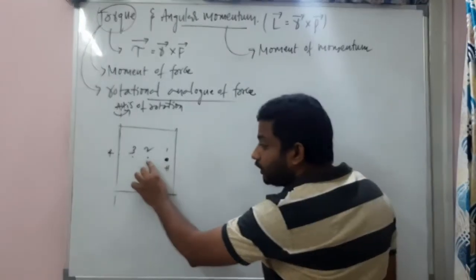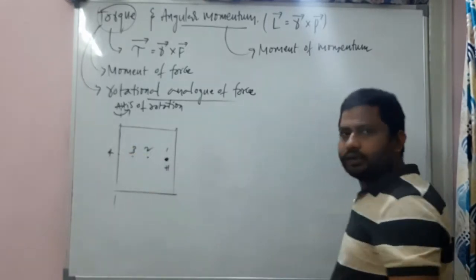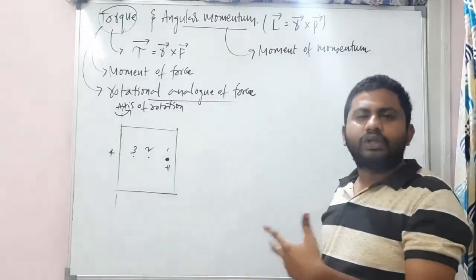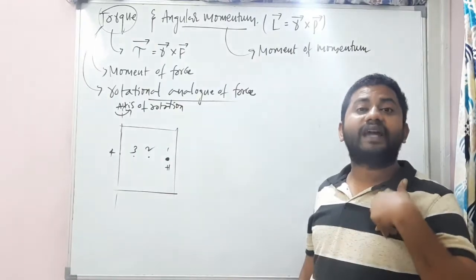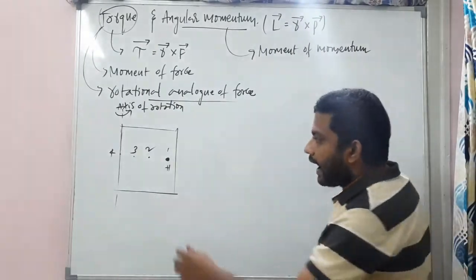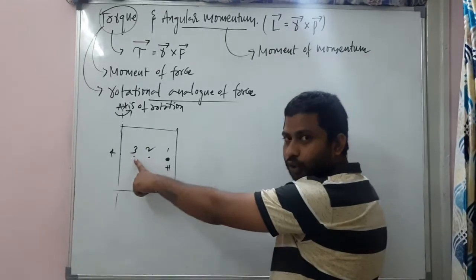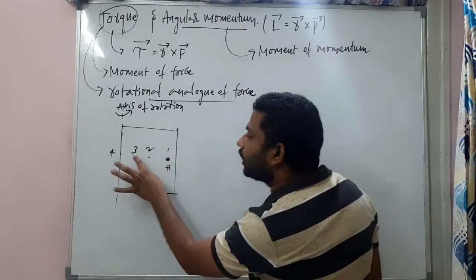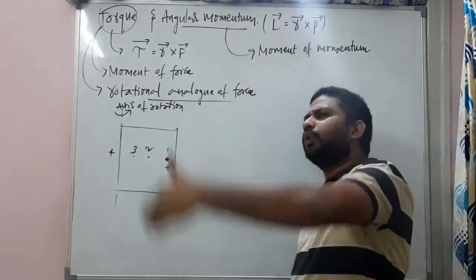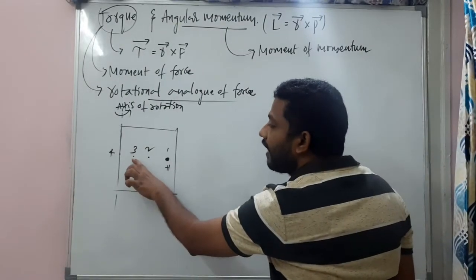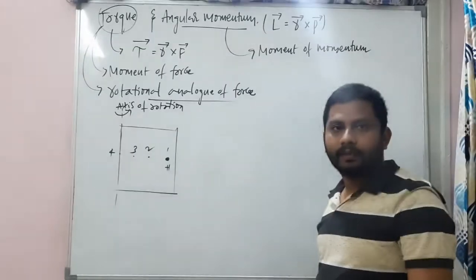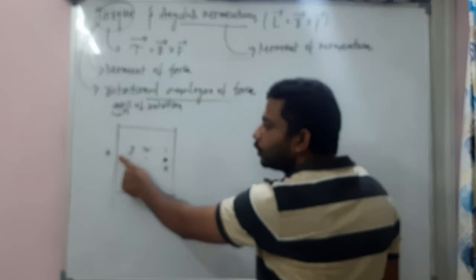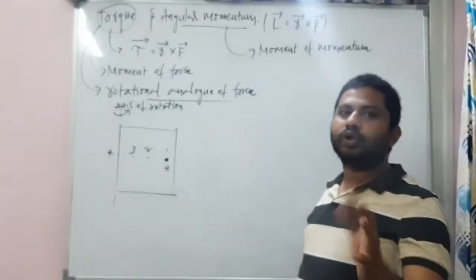When I apply the same 10 Newtons at the second point, it is difficult to open the door. The force I need to apply is more. At the third point it is much more difficult. You need more and more force to open the door from point 3. And my dear students, no matter how much force you apply at point 4, you cannot open the door.